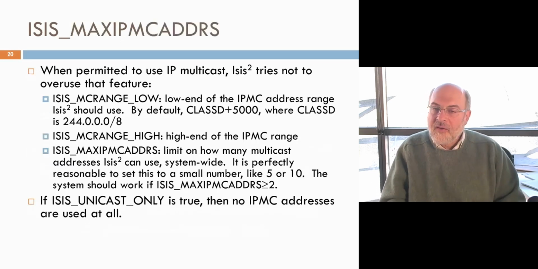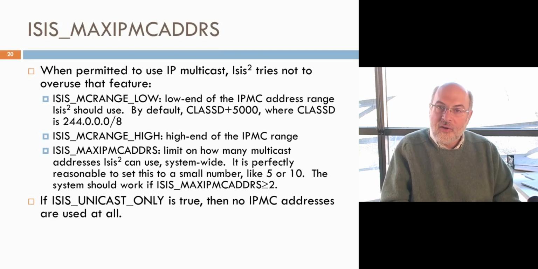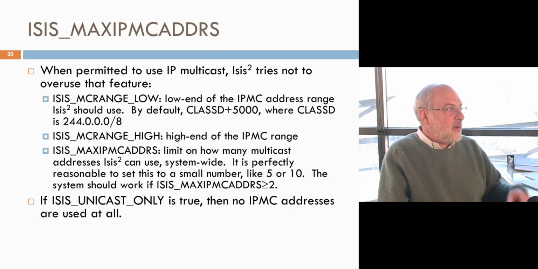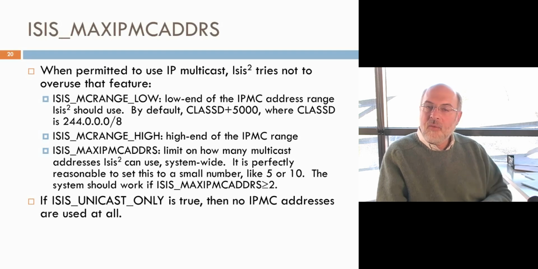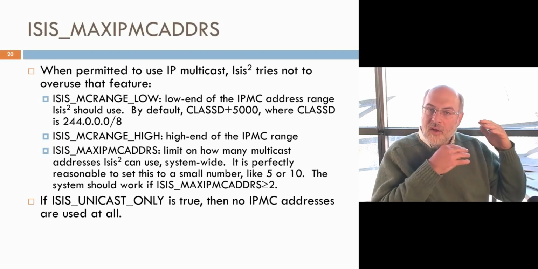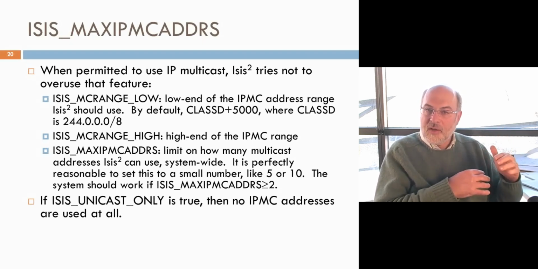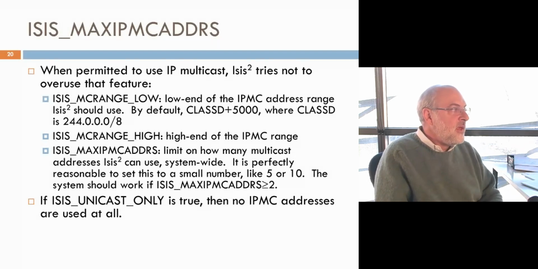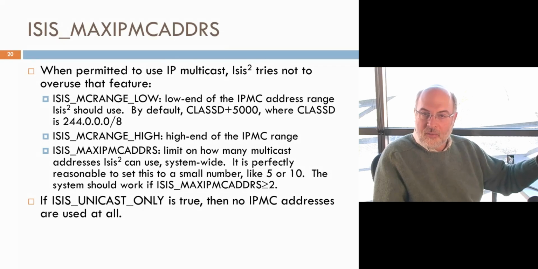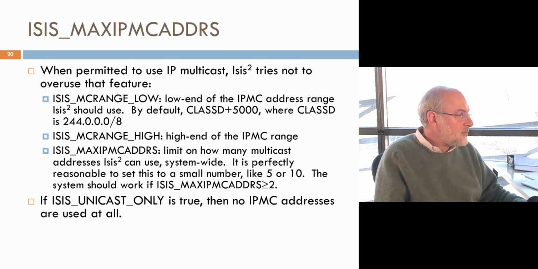You can control the maximum number of multicast addresses that ISIS is allowed to use. So in this case, you can set the maximum number, and you can also set the ISIS range. We call it ISIS multicast range, low to high, and that will determine the range of IP addresses used for IP multicast if you're allowing ISIS to use IP multicast. And this avoids us overloading the network routers in your setting.